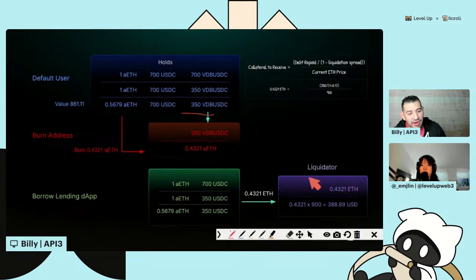So I have sent out 350 USDC, and now I have 4321 ETH at $900 values, which in turn returns me $388. So from 350, I basically made $38.89 as a liquidator. So I put in 350, got 388 back. So I profited as a liquidator. Hopefully that makes sense with the flow. That's the same block transactions that are happening, just so you can see it and what all the wallets get put into position here.